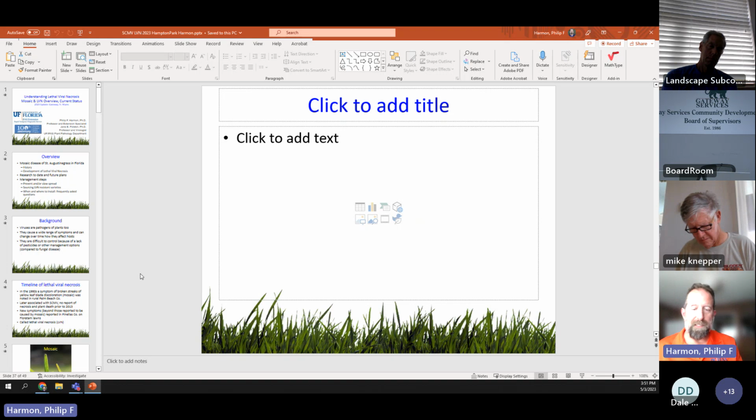It has not moved very quickly into Hillsborough County. We have a couple of accounts and samples that suggest that Hillsborough has a few positives. It has not become the issue that it has in Pinellas, certainly, and has not spread much further north.